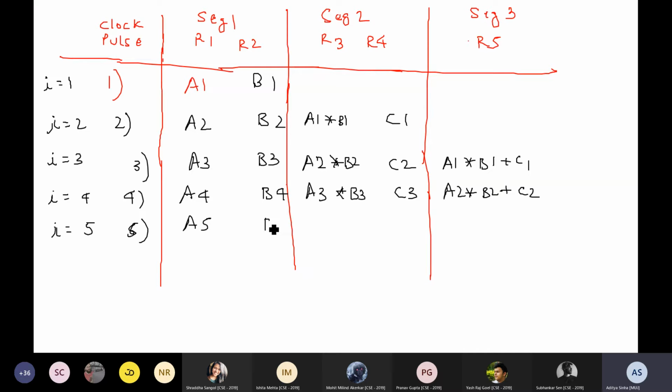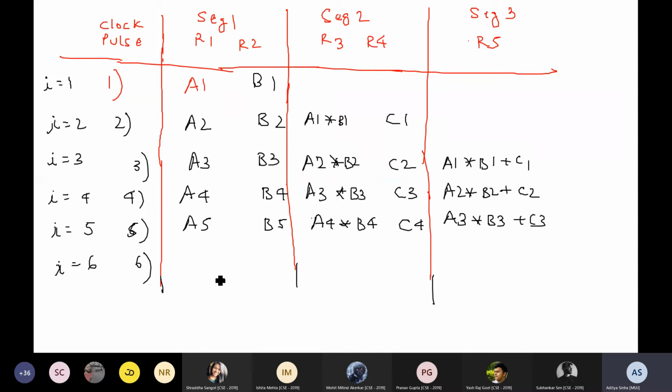A5, B5, you have A4 into B4, C4. What will come here? A3 into B3 plus C3. Then you have I equals 6. Something will come here or not?